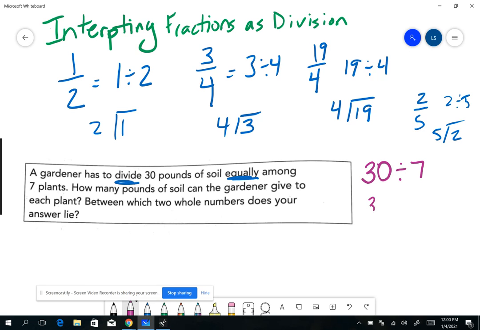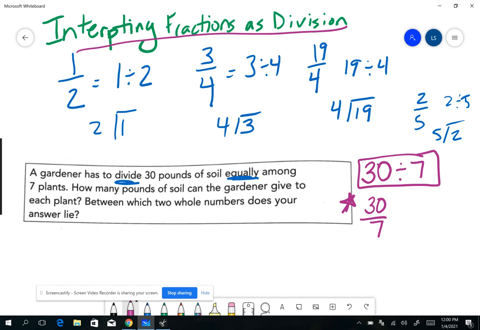But another way to show that is this. Okay, you can write it like a fraction. You don't need to do it the way right here, this 30 divided by 7. This is what you want to show, okay? Interpreting fractions as division. So we're going to take the 30 pounds of soil and divide it by 7. Because this is an improper fraction, the number on top is bigger.